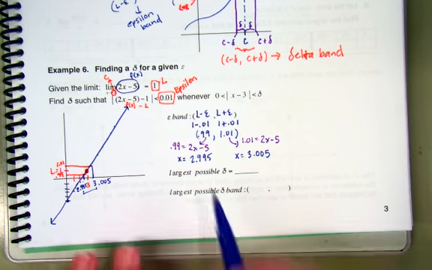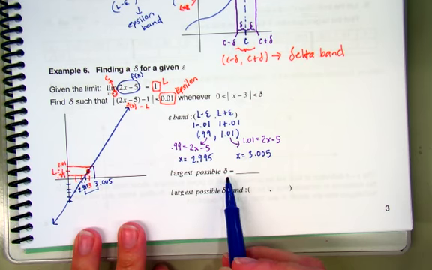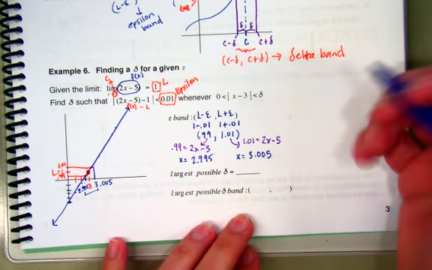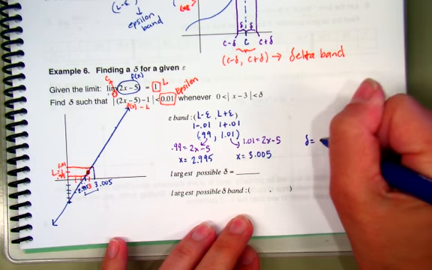So the largest possible delta then, all that you do to find delta, and you kind of just did this in your head, but really what the rule is here is to find delta, I do x minus c.